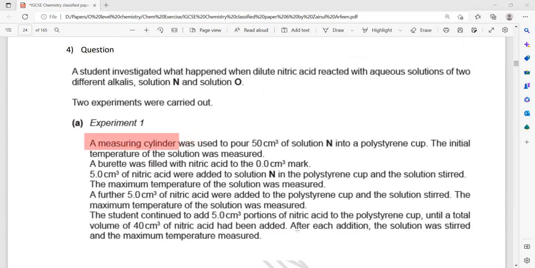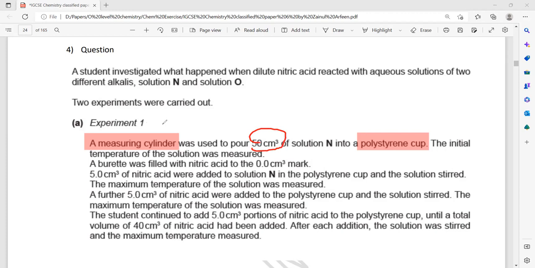Use of a measuring cylinder. Use of a lid also, that's right. Using a lid is also correct, because we should use a lid to prevent heat loss. We are using a polystyrene cup, but we did not mention a lid there. So for 50 cm cube, use a burette. If it was 25 cm cube, then a pipette.